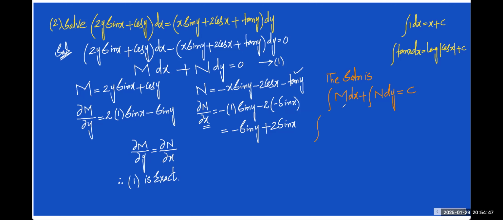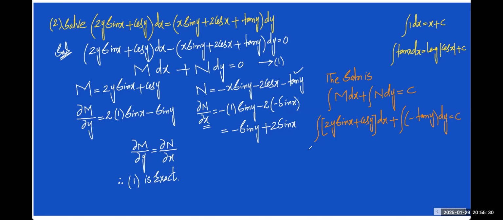Now, integration of m dx, m value is 2y sin x plus cos y of dx. Now next step I'll move on. If you say the answer: terms not containing x. So tell me the terms, come on. From the minus, sin... yes, tell me what is there that does not contain x, come on. Minus sin y. Minus tan y, that's it. dy is equal to c.